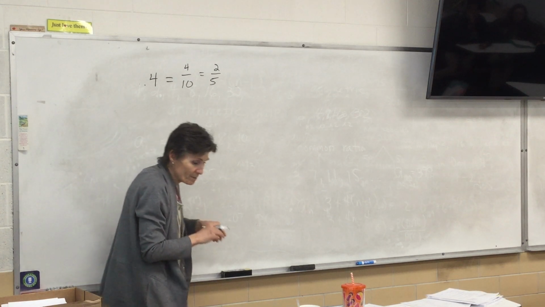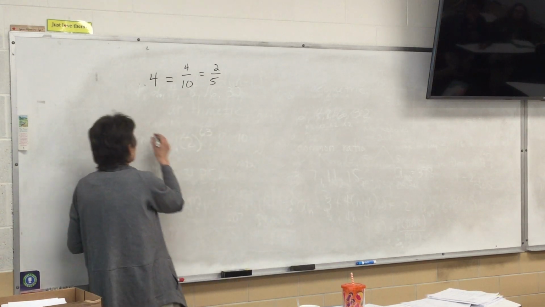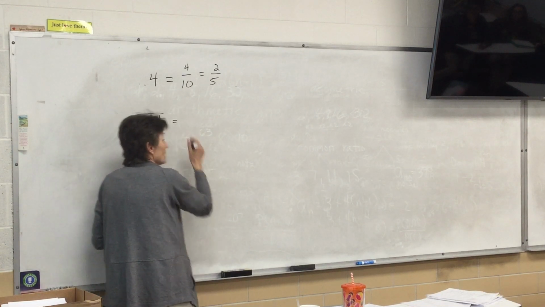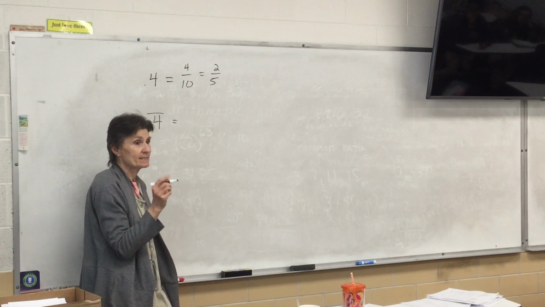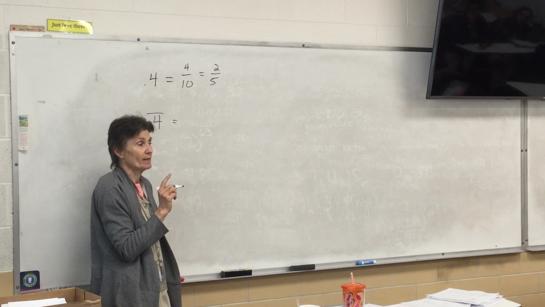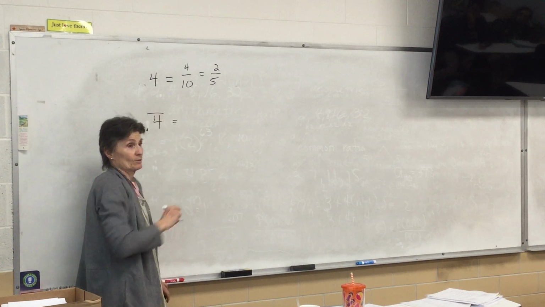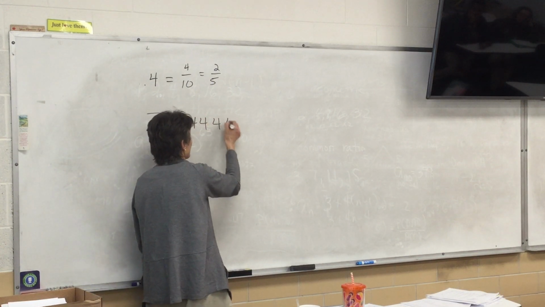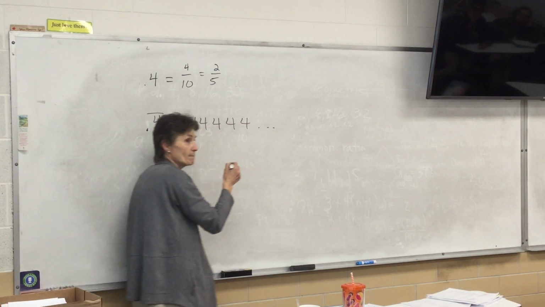But what if they're repeating decimals? 0.4 repeating. Well, you can't do that. It doesn't work that way. You can't do it like you do regular decimals. This means 0.44444. Would you agree with that?